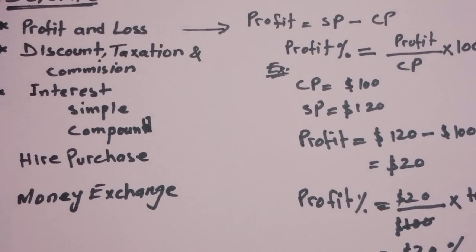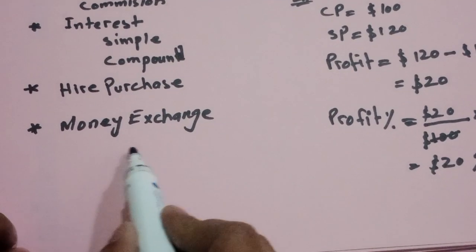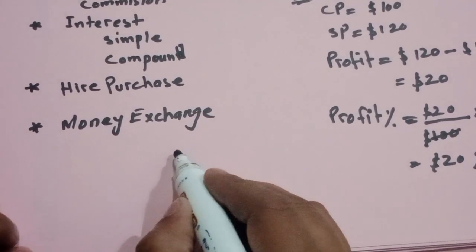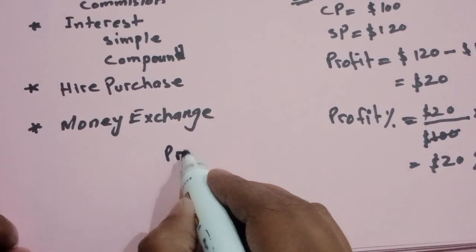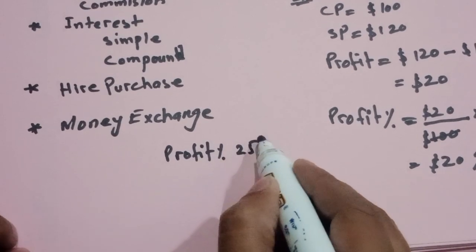But by utilizing the profit percentage formula, if we talk about a question, you are given some profit percentage. They said the profit percent is 25%.